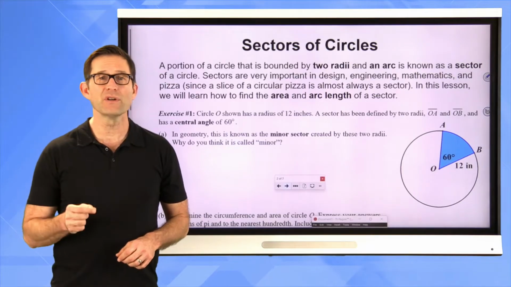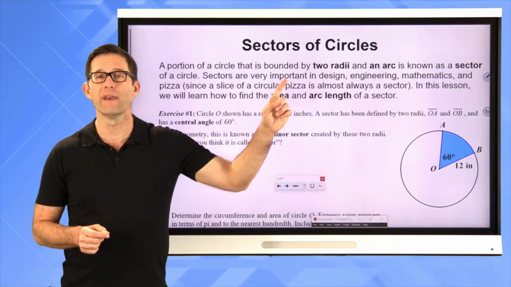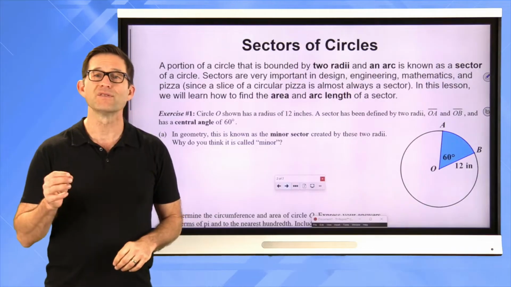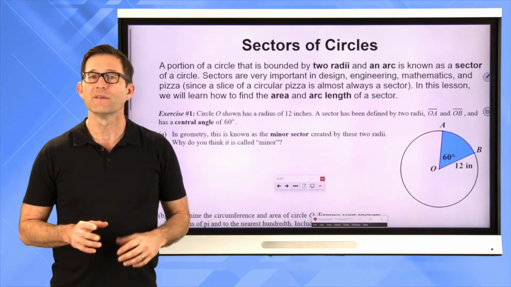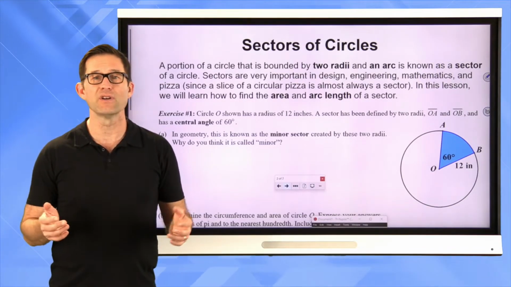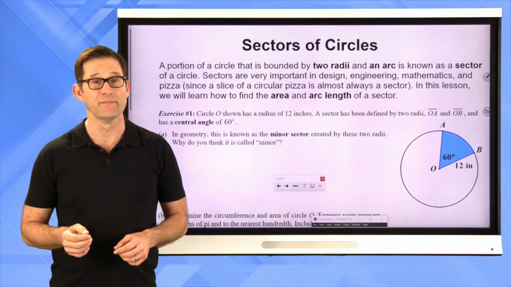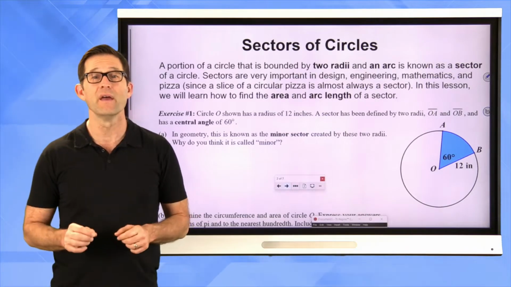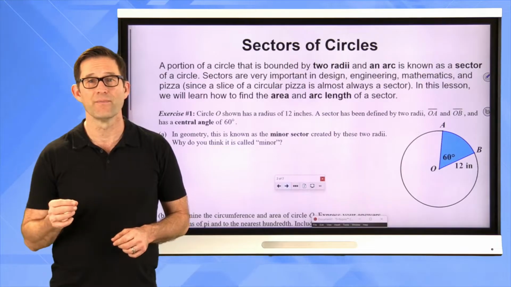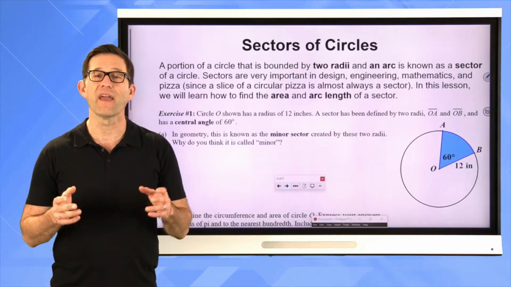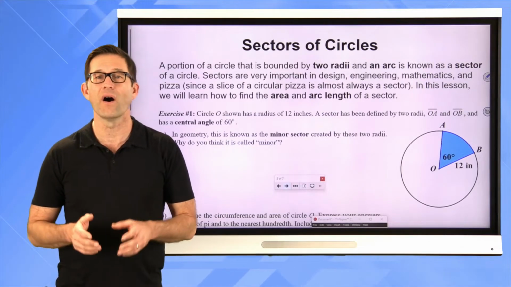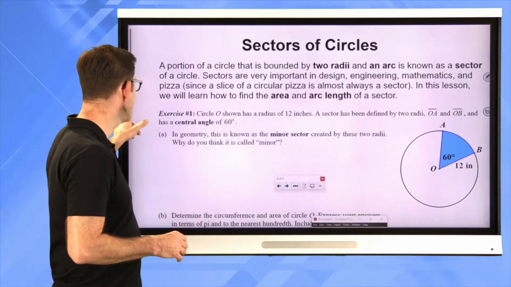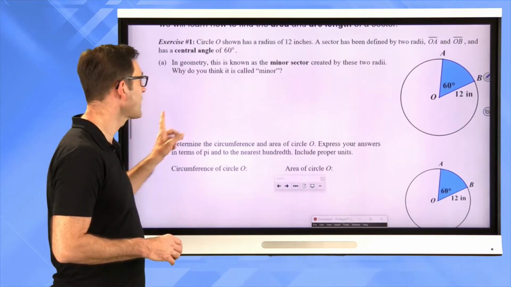Now, a portion of a circle that is bounded by two radii and an arc of the circle is known as a sector of a circle. Sectors are very important in design, engineering, mathematics, and pretty much pizza, since a slice of a circular pizza is almost always a sector. In this lesson, we will learn how to find the area and the arc length of a sector. So let's get into it and look at an easy exercise.